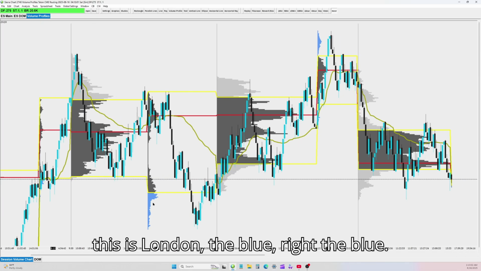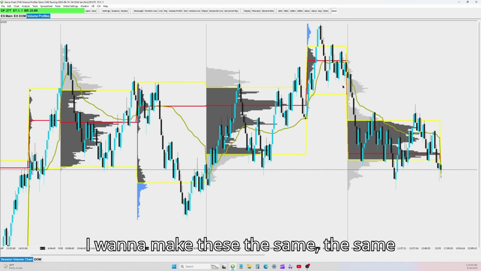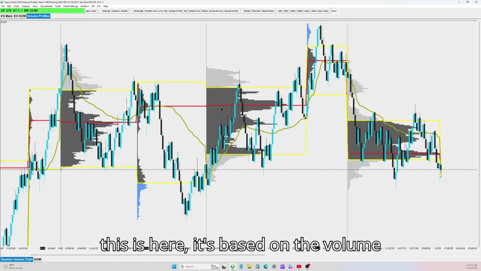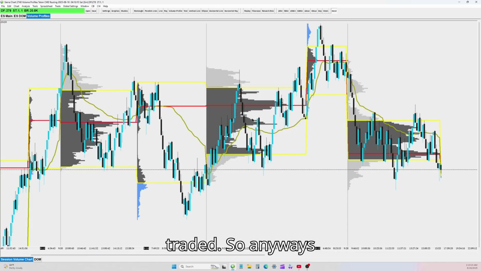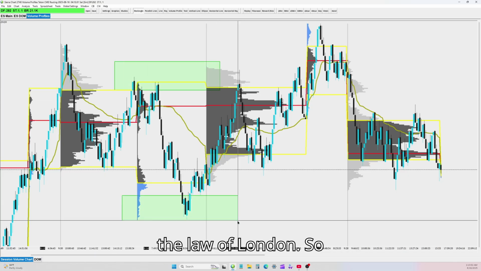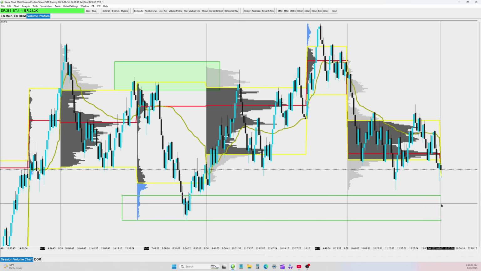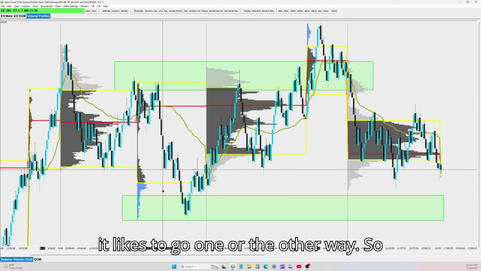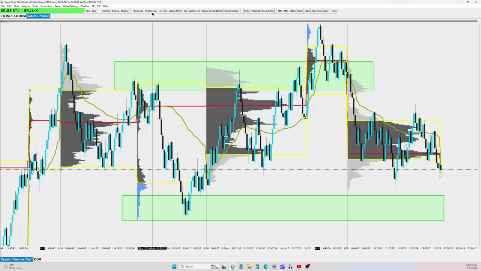this is London, the blue, right? I want to make these the same color, but I guess because this is here, it's based on the volume traded. So anyways, this happened in London. You have to see, okay? This is a high of London, and this is the low of London. So usually it likes to go one way or the other. So look at here.